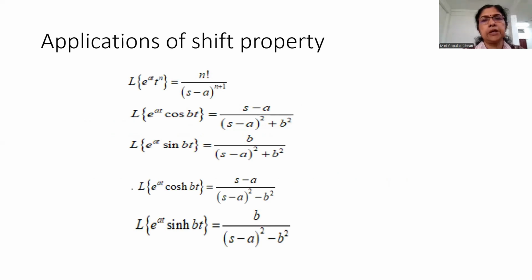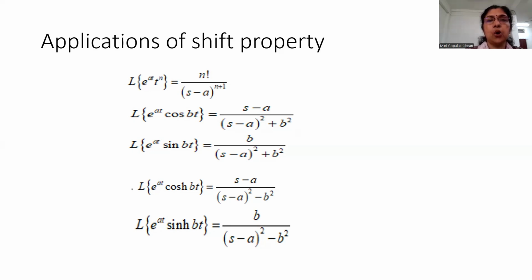Now, what are the applications of the shift property? We learned the Laplace transform of t raised to n, cosine function, hyperbolic function. So the Laplace transform of t raised to n is n factorial by s raised to n plus 1. But when e raised to at comes along with t raised to n, then the Laplace transform of the present function gets shifted to n factorial by s minus a, the whole raised to n plus 1. The change is coming for the frequency variable. It gets shifted to s minus a.